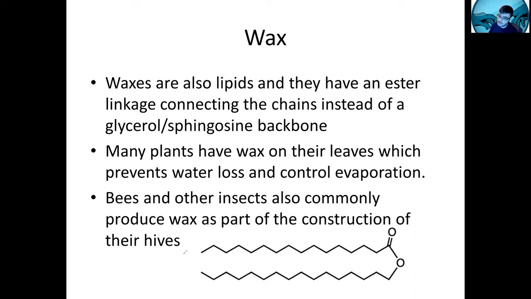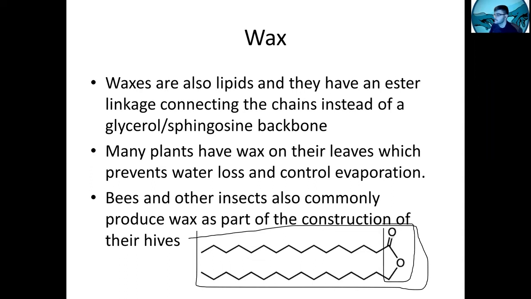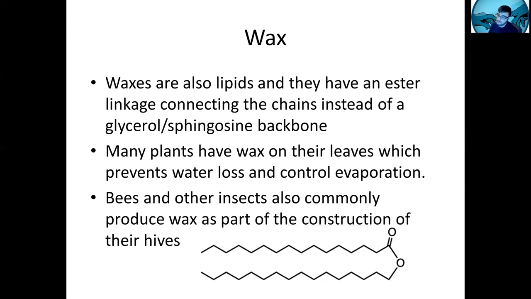They look kind of like this, right? As you can see here, this has a bit of a unique backbone, which looks like this. It's an ester instead of, again, a glycerol or sphingosine. This one has an ester, which is a double bond O attached to an ether, a connecting O, right? This on its own is called an ether, but when you have a double bond O here as well, it's called an ester.